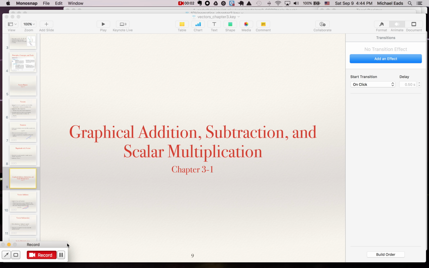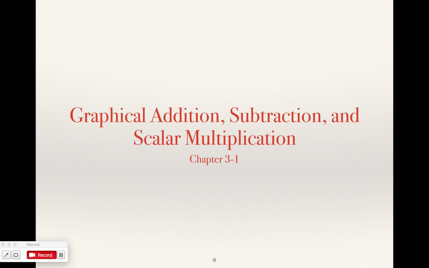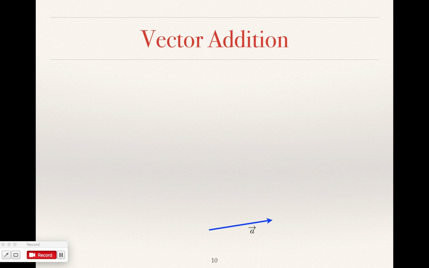So now that we know what vectors are, what we want to do is learn how to deal with vectors. Scalars, which are just ordinary numbers without a direction, you know how to add, subtract, divide and multiply. Now we need to do all those things with vectors. First off, vector addition. How do you add two vectors together?